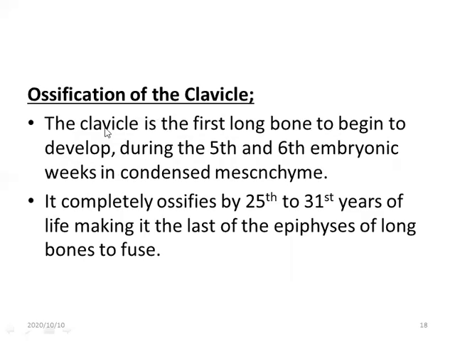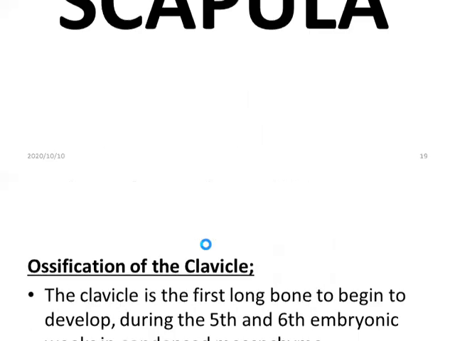Ossification of the clavicle. The clavicle is the first long bone to begin to develop, during the fifth and sixth embryonic weeks, in condensed mesenchyme. It completely ossifies between the 25th and 31st years of life, making it the last of the long bones to fuse.